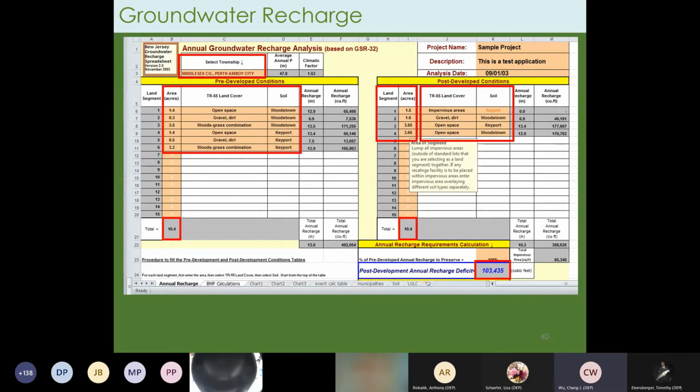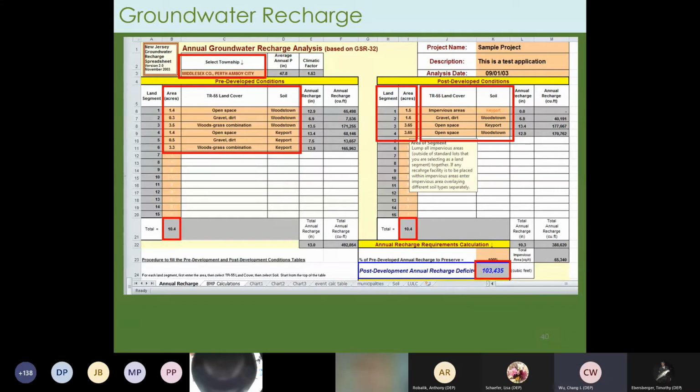And here is the first page of the groundwater recharge spreadsheet. If you download that from our website, the orange shaded areas are for the inputs. The gray areas are for the outputs. Let's see the inputs required on the first page. On the left of the page, there are inputs for pre-construction conditions. The right side is the input for post-construction conditions.